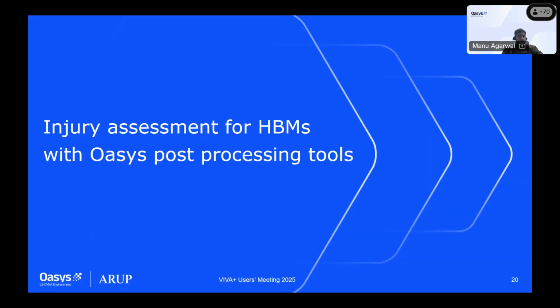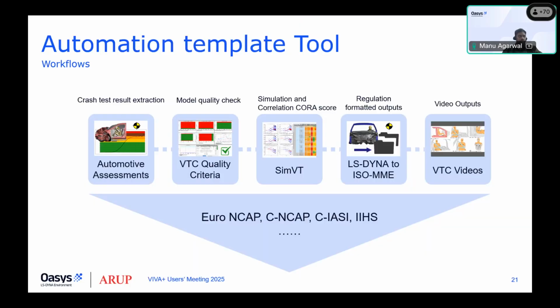So we have been working on the injury assessment for the HBMs using the Oasys post-processing tools. We do integrate multiple modules around different regulations to directly generate the results and reports for regulatory conditions, including the model quality checks, correlation scores for simulation and testing, output damage curves in specified formats, and angle-specific video output. All of this is mentioned here. Of course, these templates can be used for different types of models.